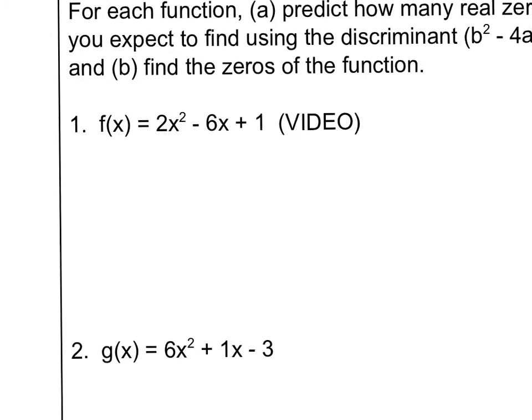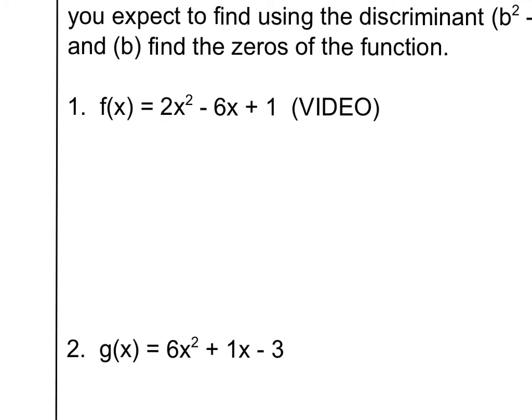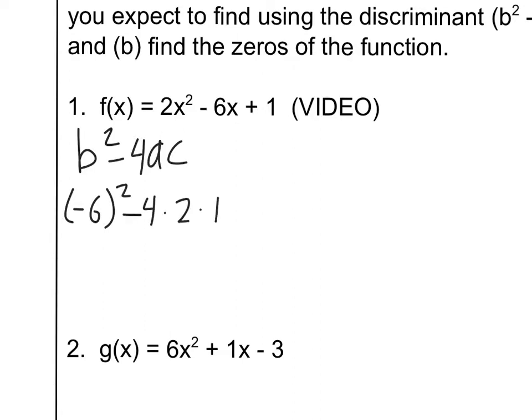We're going to start off with quadratic formula and dealing with complex numbers. First off, we've got to use the discriminant to figure out what's going on with our zeros. So we know that that's going to be b squared minus 4ac, which in this case is negative 6 squared minus 4 times 2 times 1. 36 minus 8 is going to be 28. And since that's greater than 0, the discriminant tells us that there should be 2 zeros associated with that.